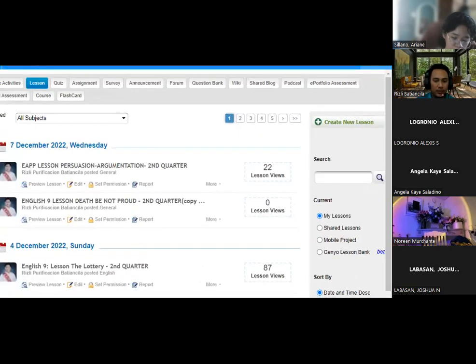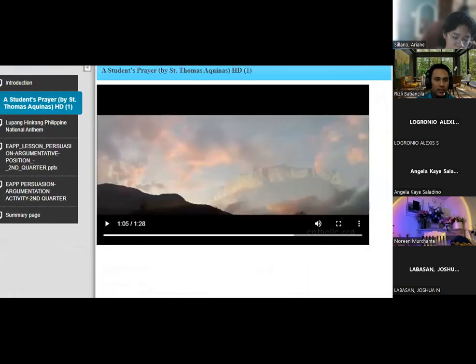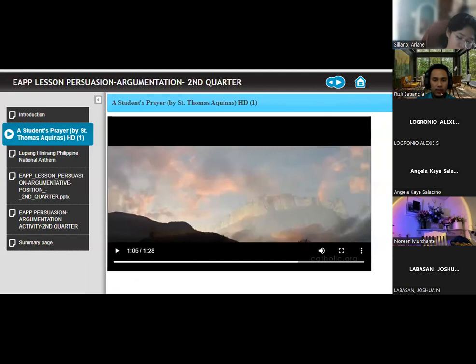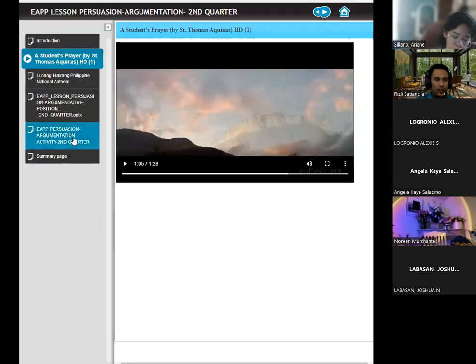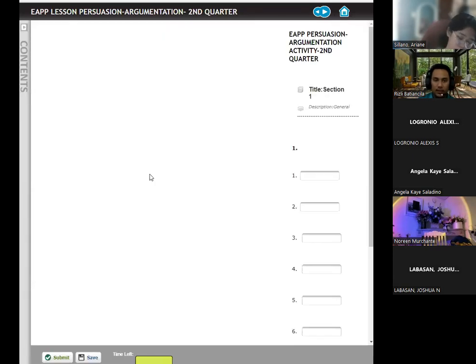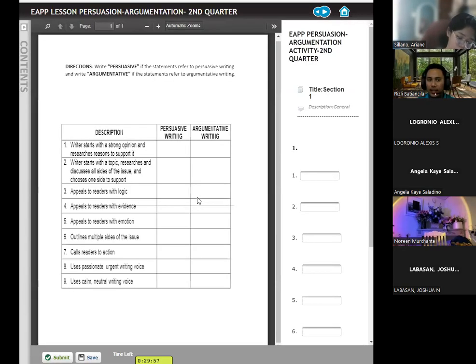Now, on your Genio account, for this simple activity, kindly look for the lesson package, EAPP, Lesson Persuasion Argumentation, second quarter. And at the bottom part of it is your activity. Just hit the take quiz button, no password is needed. All right, so ganito po yung lalabas. So as you can see here on the screen, we do have a 1 to 9 item only. So this is a 9 item activity.